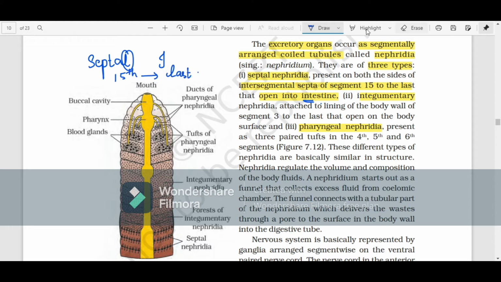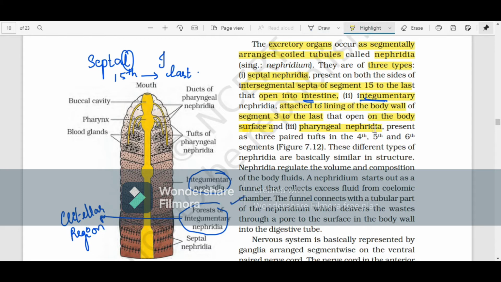Next, integumentary nephridia is attached to the lining in the body wall of the segment 3 to the last, and they open onto the body surface. Integumentary nephridia, when they are found in the clitellar region, are called the forest of integumentary nephridia.